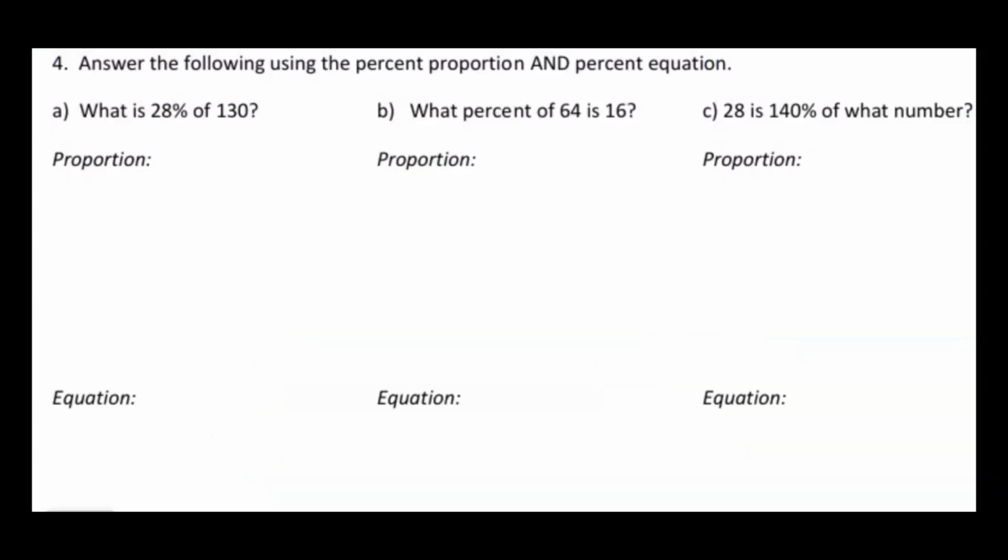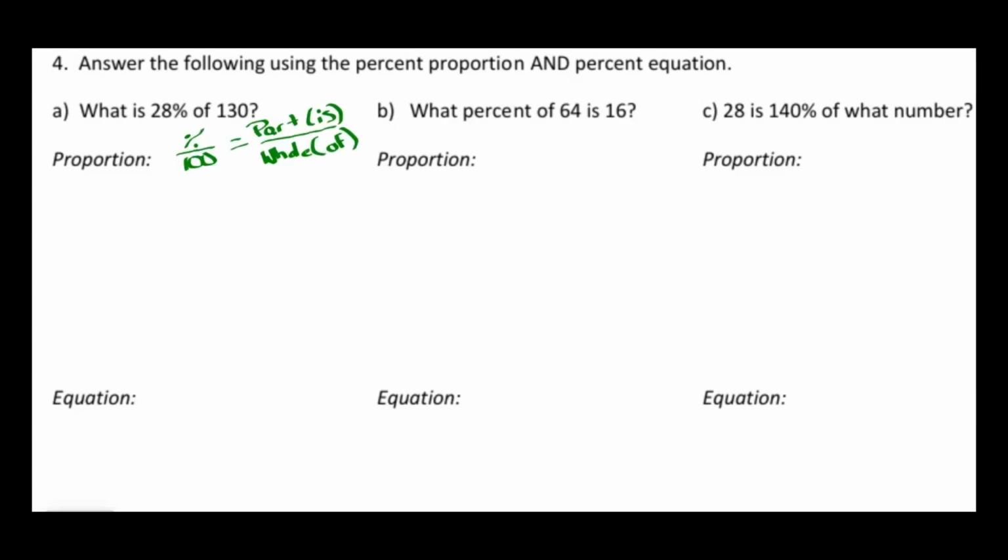As for question number 4, we'll be answering the following question with the percent proportion or the percent equation. Letter A says, what is 28% of 130? Now just keep in mind that the percent proportion compares the part to the whole using a fraction, while the percent equation uses multiplication to find the missing value. So for part A, we set up the proportion. I always recommend writing out the formula first, so let's go ahead and do so.